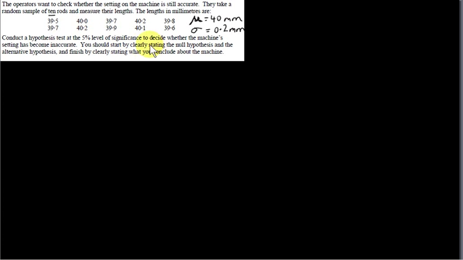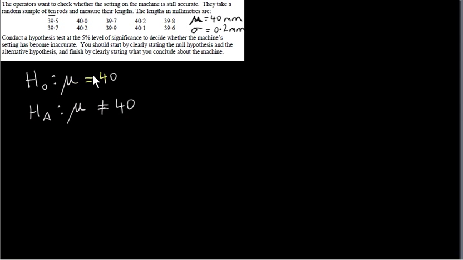You should start by clearly stating the null hypothesis and the alternative hypothesis, and finish by clearly stating what you conclude about the machine. So the null hypothesis means no change. That means that the population mean is still 40 millimeters. The alternative hypothesis is that the machine's setting has become inaccurate. So the mean mu is no longer 40 millimeters.